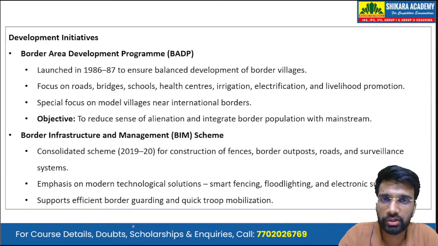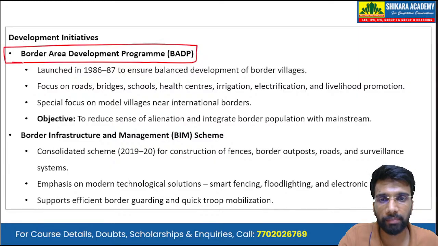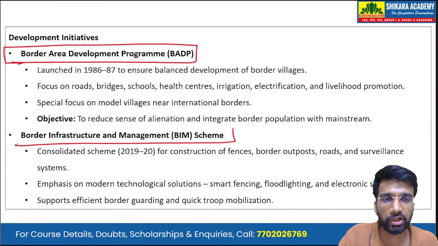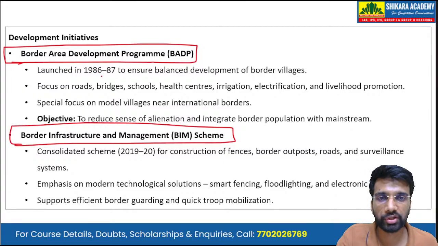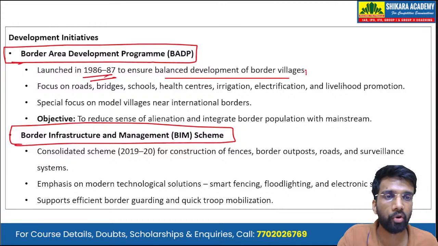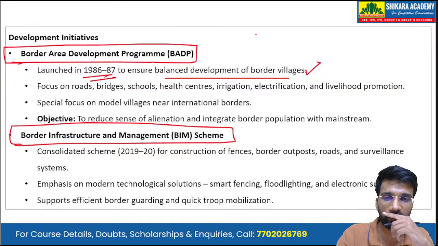Then the two border initiatives or the development initiatives. First is the Border Area Development Program or BADP, and second is the Border Infrastructure Management Scheme. We have to evaluate these two schemes or programs. So the Border Area Development Program was launched in 1986-87 to ensure balanced development in the border villages. Okay, as the name suggests, there should be balanced development in the border villages.